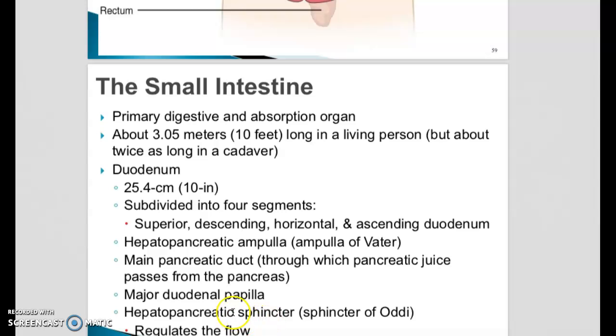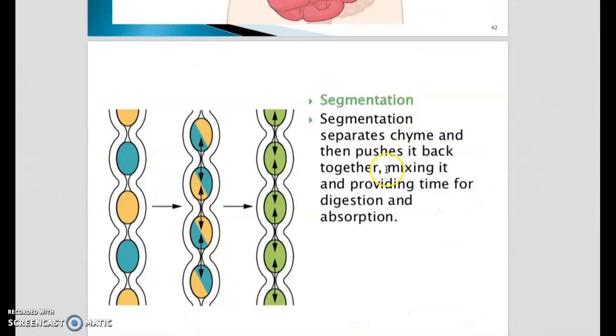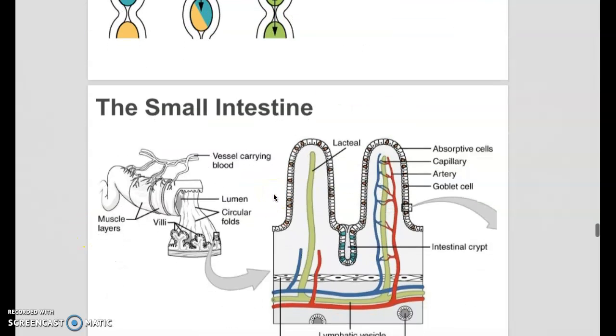Later we see the hepatopancreatic sphincter regulating the flow. Segmentation separates the chyme, then pushes it back together, mixing it and providing time for digestion and absorption. So we see them split apart, mix together, fully mixing together, providing digestion and absorption.